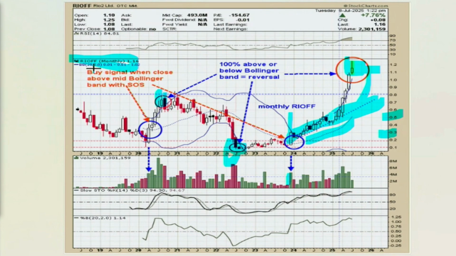So anyhow, that's how you pick gold stocks. You do it on the monthly time frame. Great trade, man. And yeah, nothing goes up forever, nothing goes down forever. Man, that return, quite a run. RIOFF, I got it up.